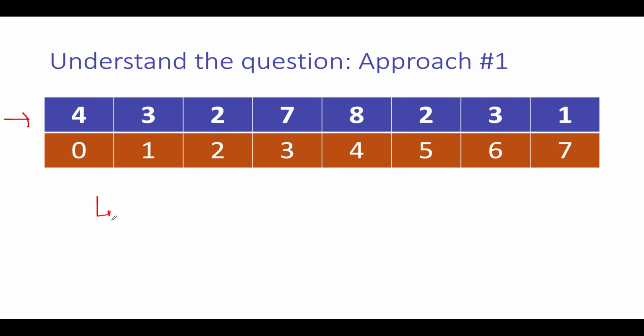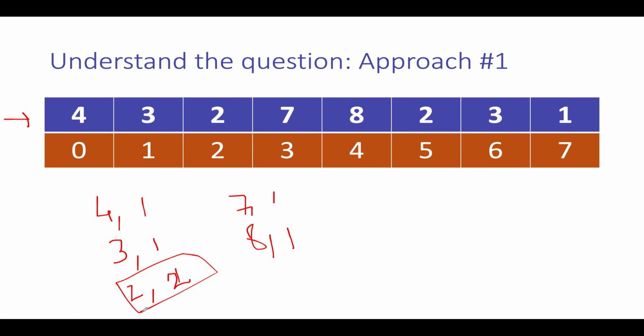We got 4, we store the frequency as 1, then we got 3, we store the frequency as 1 again, then we got 2, we store the frequency as 1 again, then we got 7, we store the frequency as 1 again, then we got 8, we store the frequency as 1 again, then we got 2, and we update the frequency to 2. And as soon as you see that the frequency has been updated to 2, you add this element in your answer set. So 2 gets added, and then we have 3. So the frequency of 3 gets updated to 2, 3 gets added to your answer set as well, followed by a 1. The frequency of 1 is 1 in this input array. So we got the result.